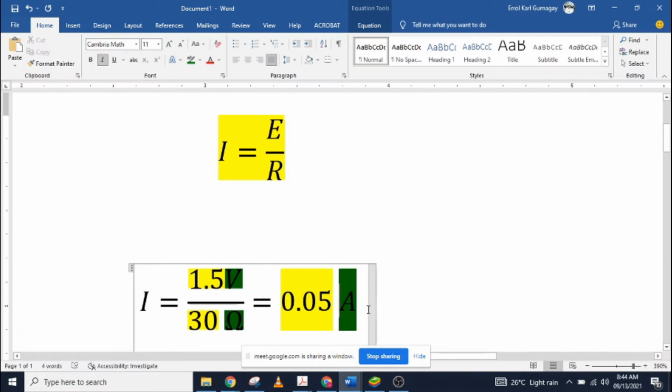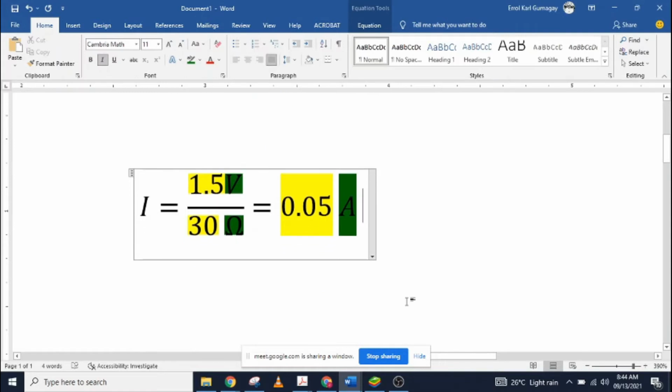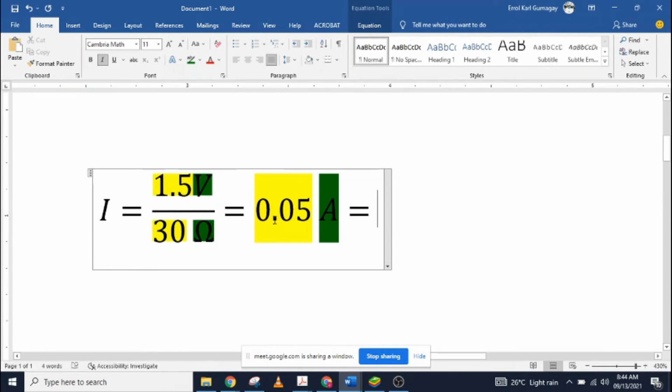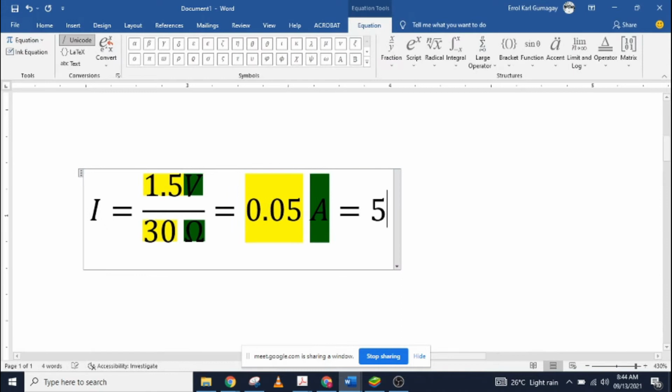Very good, no? Now, class, just additional information: there is actually another way to write this answer. You have 0.05 amperes. What we will do, class, is move this decimal place to the right 3 times. Imagine that this decimal point will actually move to the right 3 times. So, 1, 2, and 3. What will be the value? 50 amperes, sir.